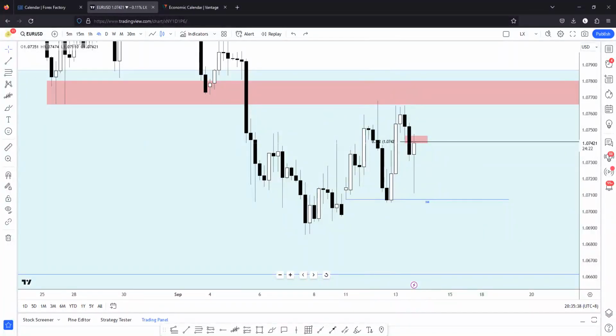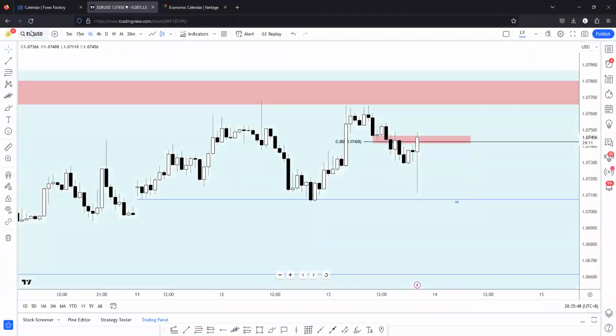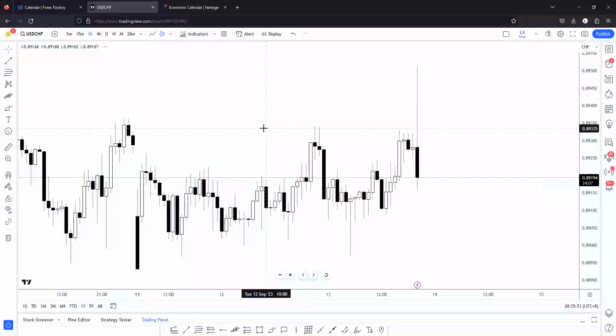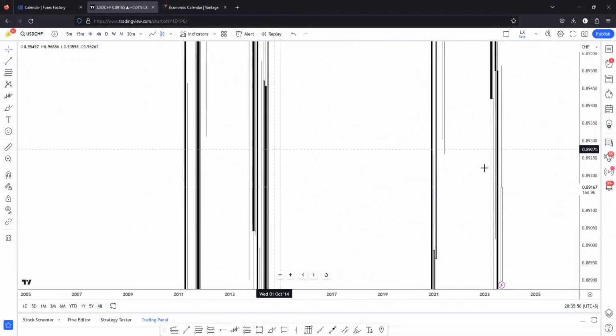Okay, let's take a look at dollar franc and NASDAQ. So let's take a look at that. Right, so this is currently on, let's take a look at dollar franc. So let's take a look at the higher time frame first.